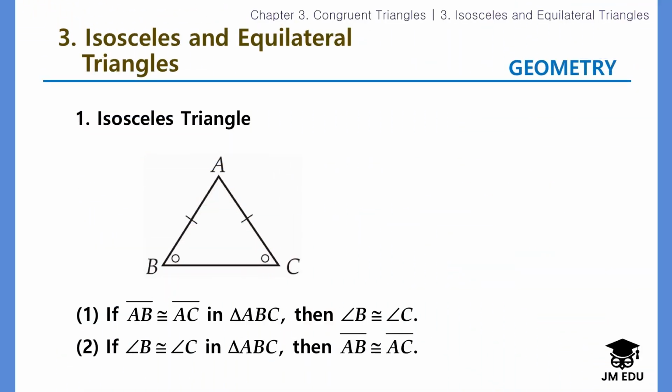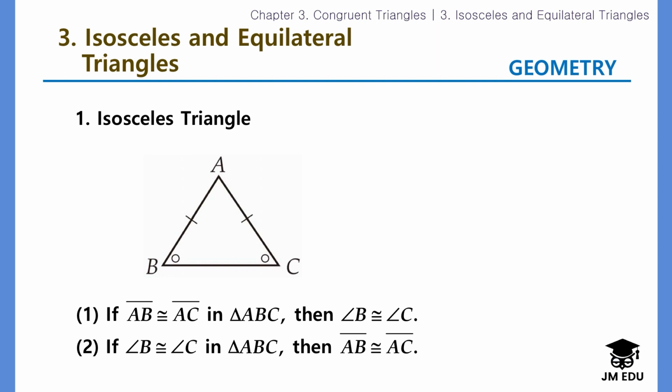In this lesson, we're going to talk about isosceles and equilateral triangles. Number one, isosceles triangle. Remember, isosceles triangles have two equal sides, and these sides are called legs. And the third side right here is called the base, right?